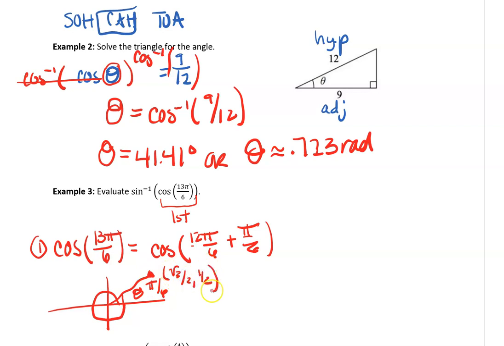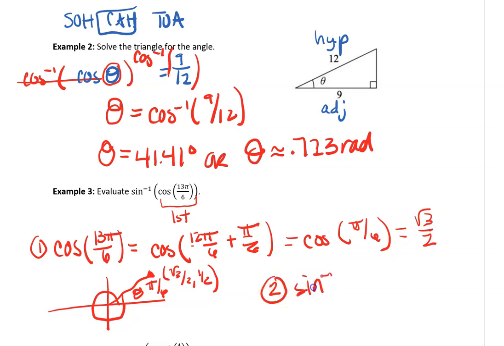You can see how important knowing your trig circle is. So therefore, what is cosine of pi over 6? Because that 12 pi over 6, again, just gave me a rotation. That would be equal to square root of 3 over 2. So now, step 2, I'm looking at the arc sine function of square root of 3 over 2.